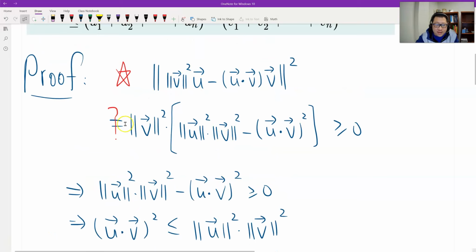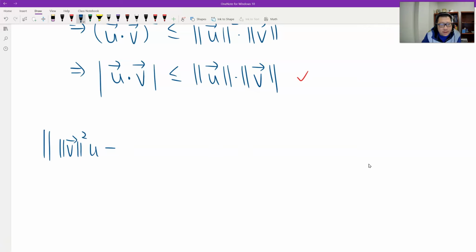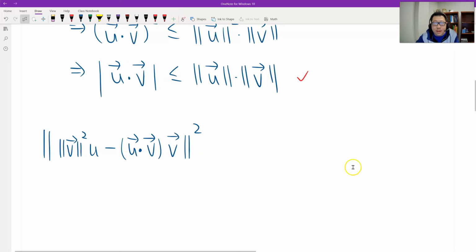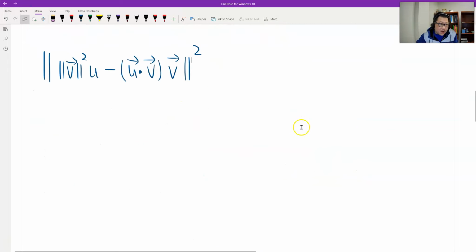Now the question is, how do we do the calculation? Can we find that the square of the norm of this equals this term? Why? We say the first equation. Let's just do the calculation now. It's super easy. What is the norm of v squared times u minus u dot v times v, and then the norm squared? See, this expression is the one at first, on the left. And you see here. So now we do the calculation.